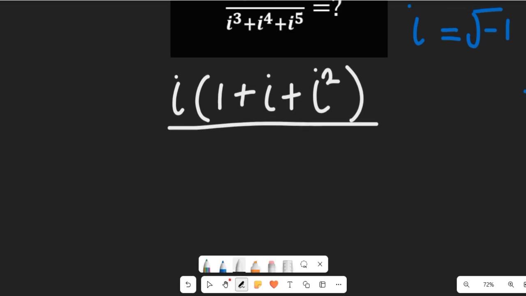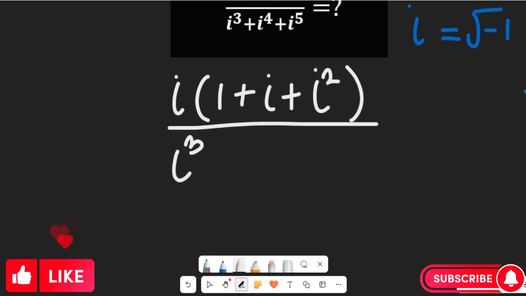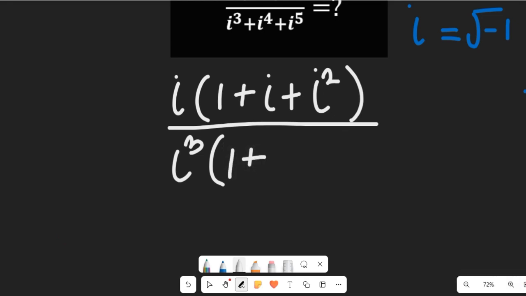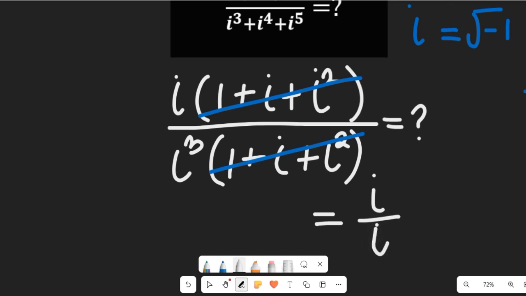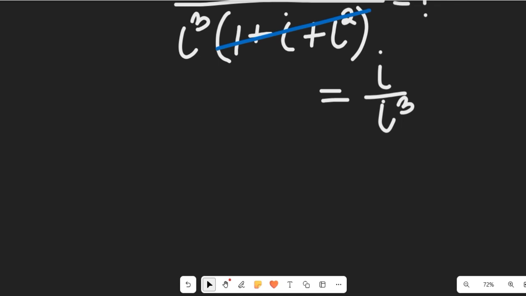denominator. If we bring out i to the power of 3, which is common, we'll have 1 + i + i², right? And if you look at this very well, you'll find out that this will absolutely cancel out this, and the expression will now become i divided by i to the power of 3. Now, what will this solution give us?